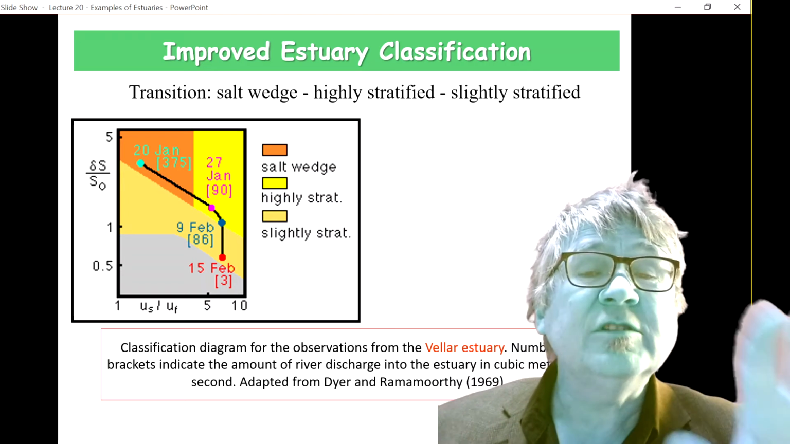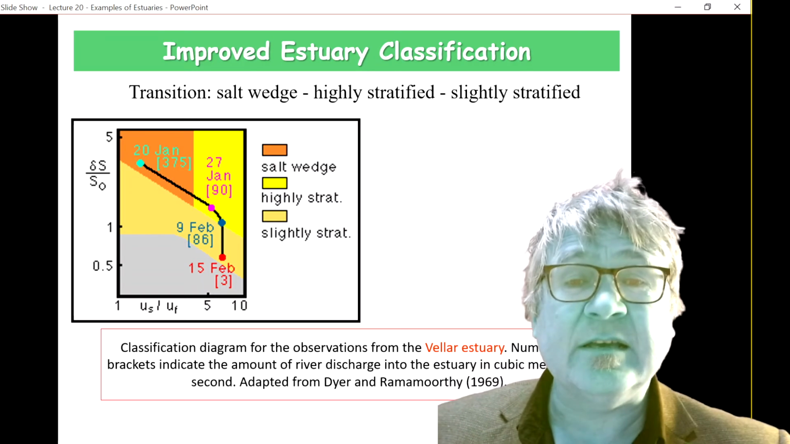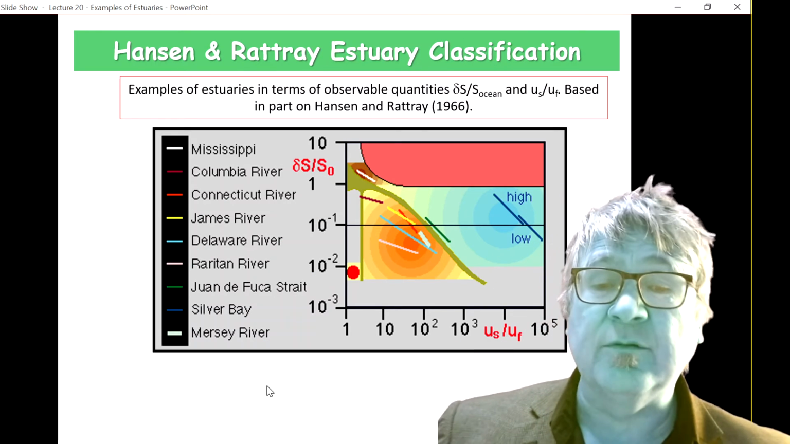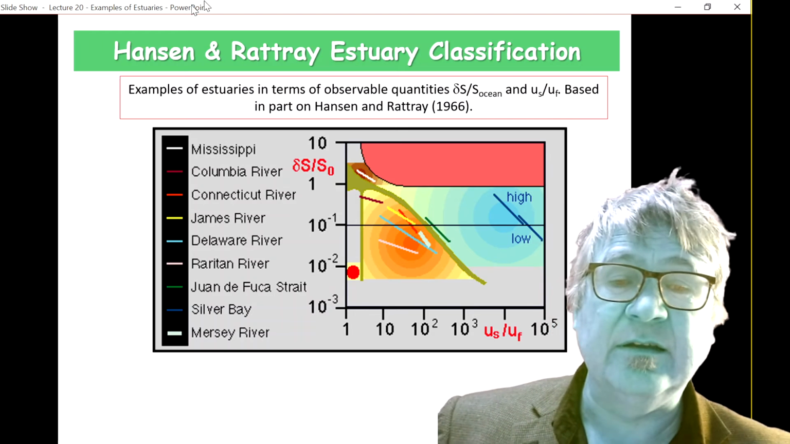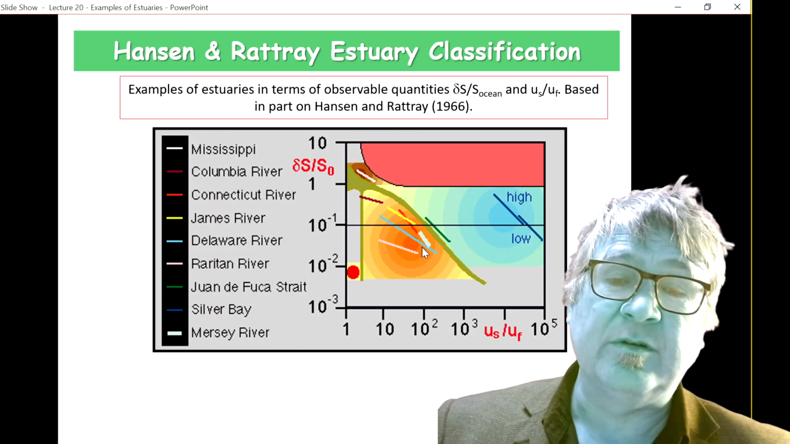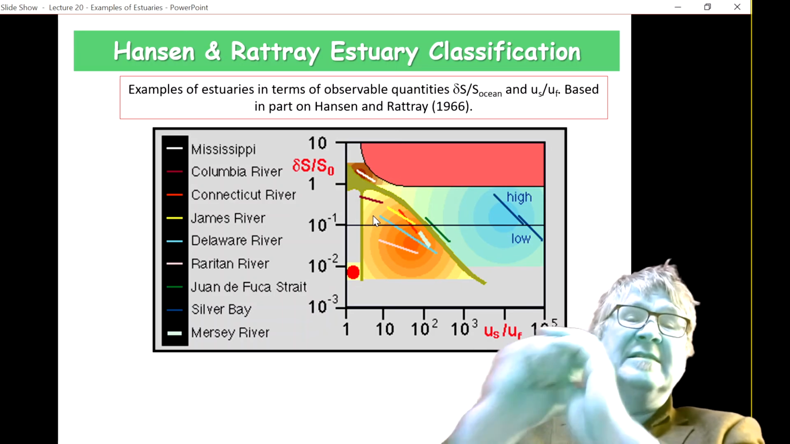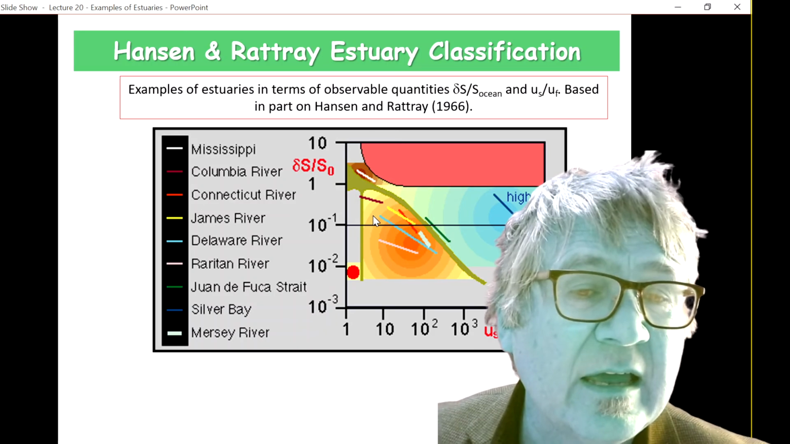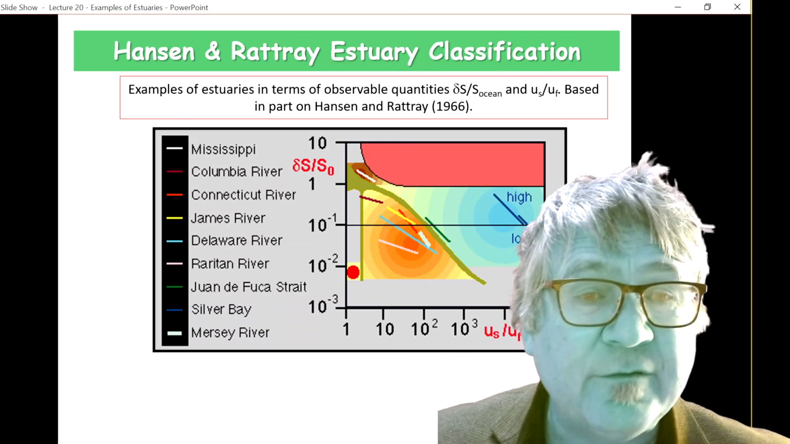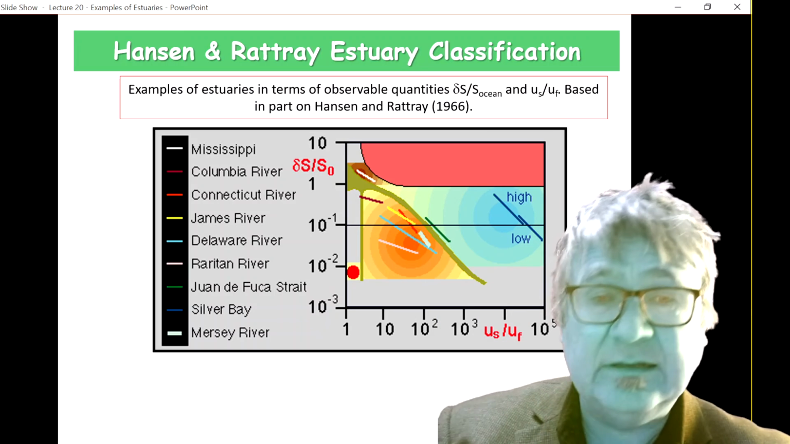You can also use this classification scheme to compare different estuaries. And this is shown here on the next slide. You can see a whole range of different estuaries listed here in different colors and using the same diagram, and you can show different estuaries in this diagram. And this is the Hansen and Rattray classification from 1966, 55 years ago. Okay, a long time ago, but anyway, still relevant.